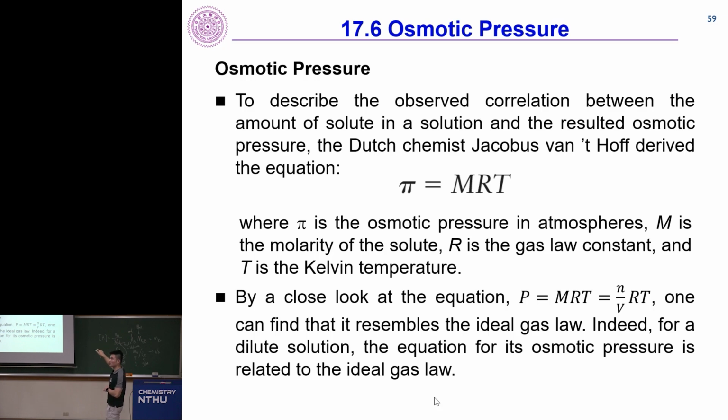So only for freezing point depression and boiling point elevation we use molality. Here we use molarity. R is the ideal gas constant and T is temperature in Kelvin and pi is osmotic pressure. If you look closer at this equation, do you see something that you've seen before? Yes, indeed. This is the ideal gas law.